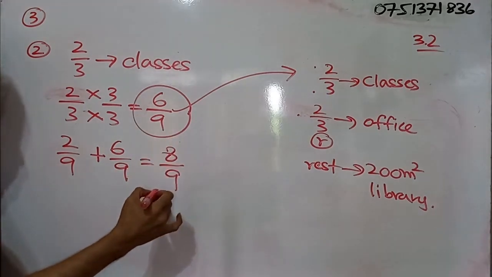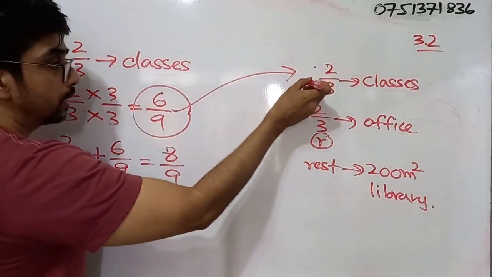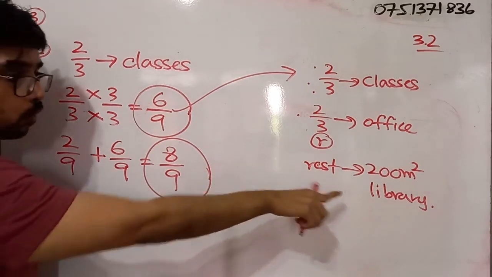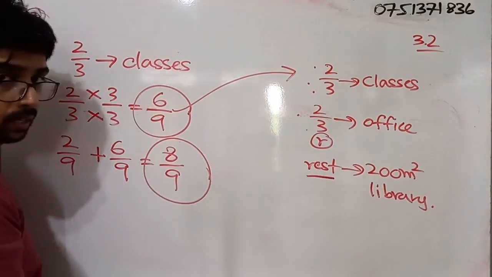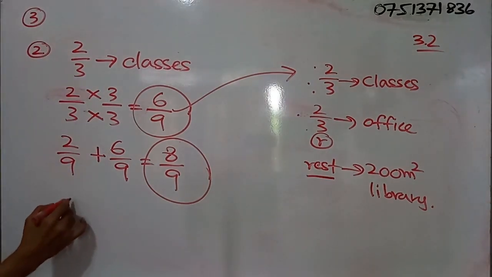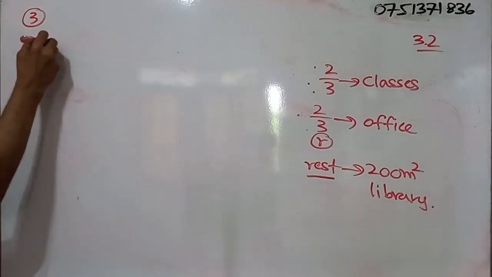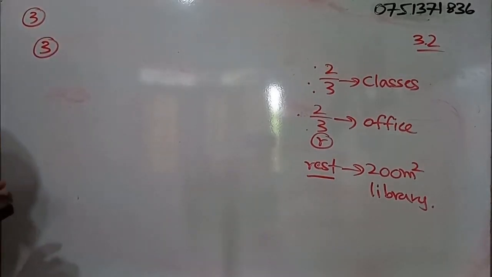8/9. එතකොට classes වලටයි office වලටයි ගිහිලා තියෙනවා මෙච්චරක් ඉඩ. එහෙනම් ඉතිරි ටික ඔක්කොම library එකට යනවා කියලා තියෙනවා. හරි? එහෙනම් ඒක කොච්චරක්ද? 1/9. Right. So the third part, find the floor area of the hall.